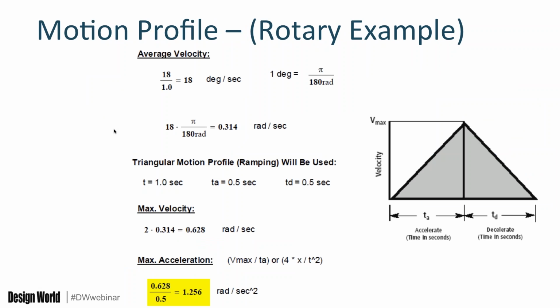If we look at maximum velocity, which is going to be 2 times the average velocity, as we discussed previously, we're going to get our units in radians per second. And then from there, you can look at the acceleration. And the acceleration is going to be the maximum velocity divided by the time to accelerate, and that will be in radians per second squared.